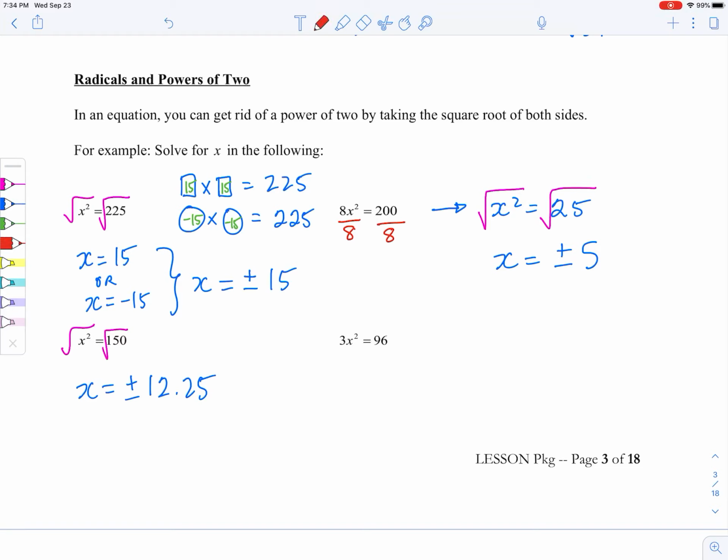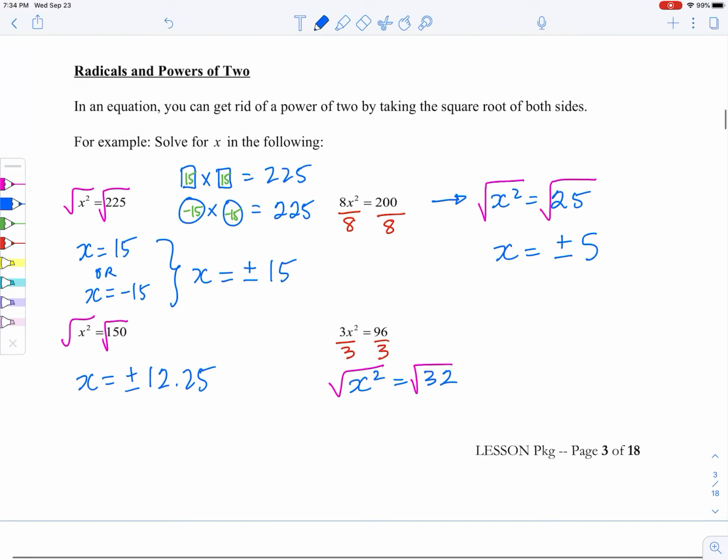For the next one, x squared is being multiplied by 3, so we divide both sides by 3. That gives me that x squared equals 32. And then I want to get x by itself, so I undo that square with a square root. And on my calculator, when I do that, I remember that it's going to be plus or minus, and I get 5.66.